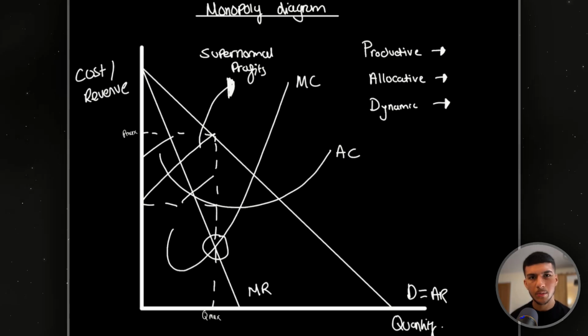So, one very common exam question you can get for 15 markers, 25 markers is how do monopolies threaten efficiency overall?